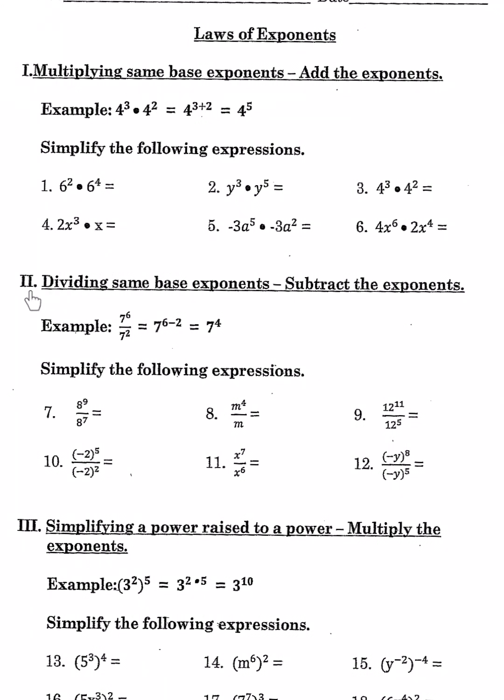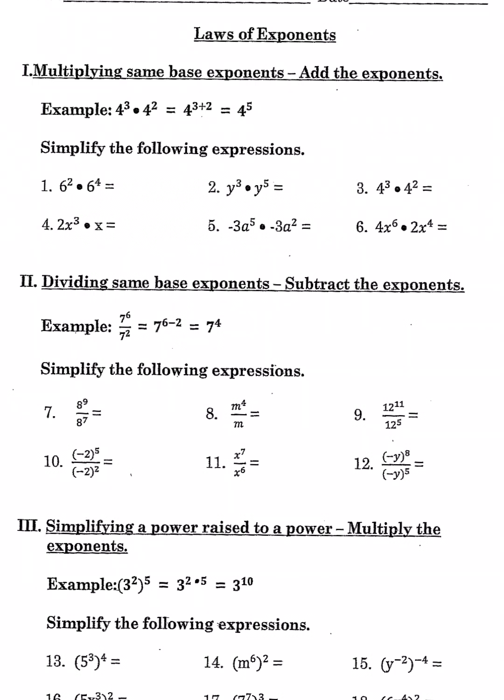Then let's look at Roman numeral number 2. We're going to divide powers with the same base. We subtract the exponents. For example, 7 to the 6th power divided by 7 to the 2nd power. You take 6 and you subtract the 2, you get 7 to the 4th power. Okay? All of these should be fairly simple for you to figure out. Take the top exponent, subtract the bottom exponent, and your base stays the same.